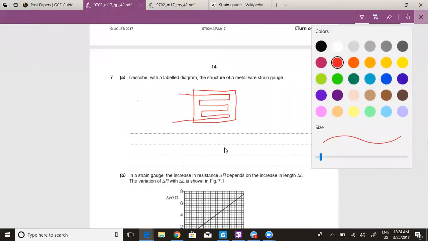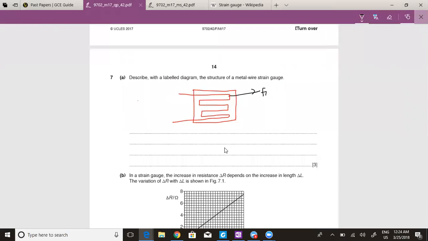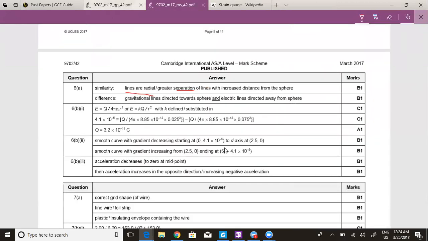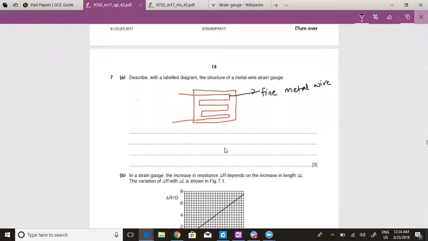Let me change colors. Fine wire and also a plastic insulating envelope. Plastic क्यों लगाते हैं? ताकि वायर के साथ रेजिस्टेंस में मसला ना हो.